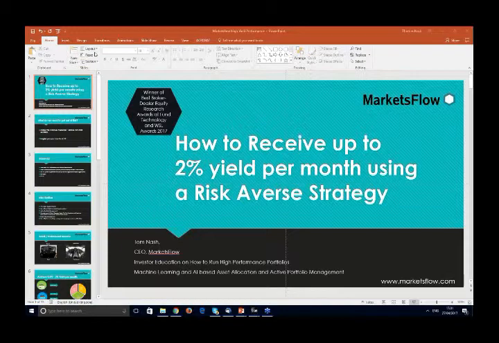So, how to receive up to 2% yield per month using a risk-averse strategy. Tom Nash, I'll hand over to you. Thank you, Simon. And yeah, that is an interesting title, isn't it? Most people in the investment management world try to steer away from numbers. So they'll talk about trades, they'll talk about the winning trades, and generally not talk about the losing trades. But generally, nine out of ten times, they will not stick to a figure. It's too difficult, and most people don't.